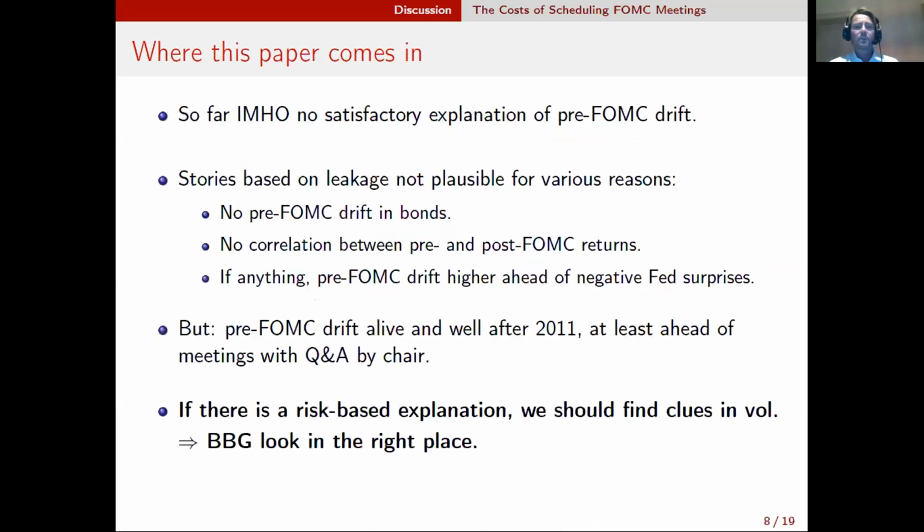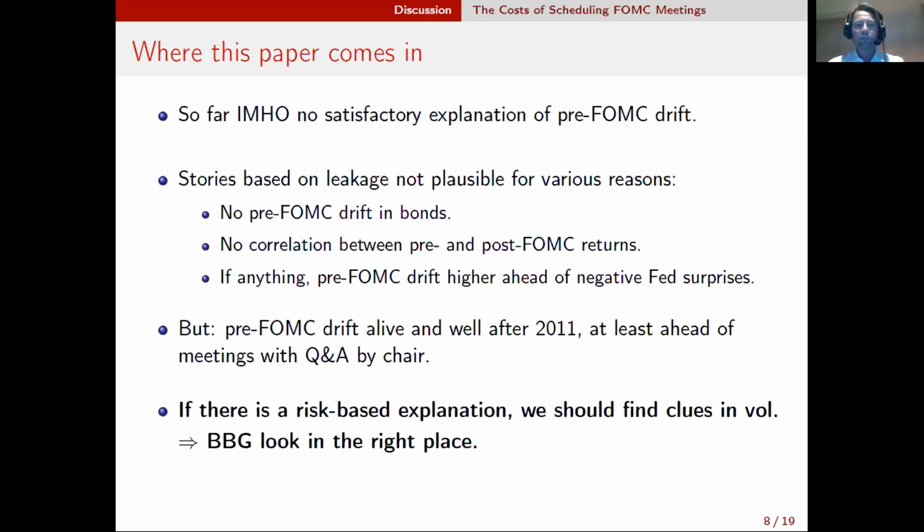Okay, so where does this paper come in? So far, in my humble opinion, there's no satisfactory explanation for this pre-FOMC drift. For a reason that I don't really understand, and that's puzzling to me, the literature has focused a lot on leakage-based explanations of the drift, but leakage is really not plausible for various reasons. Let me just tell you three.